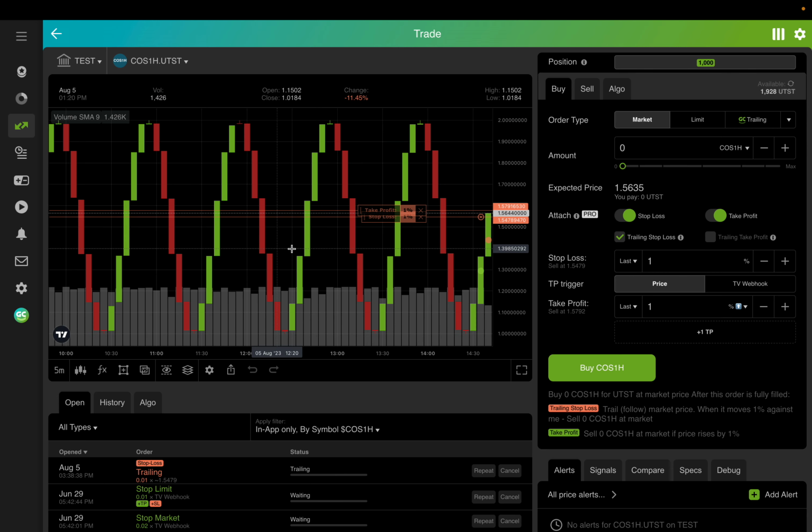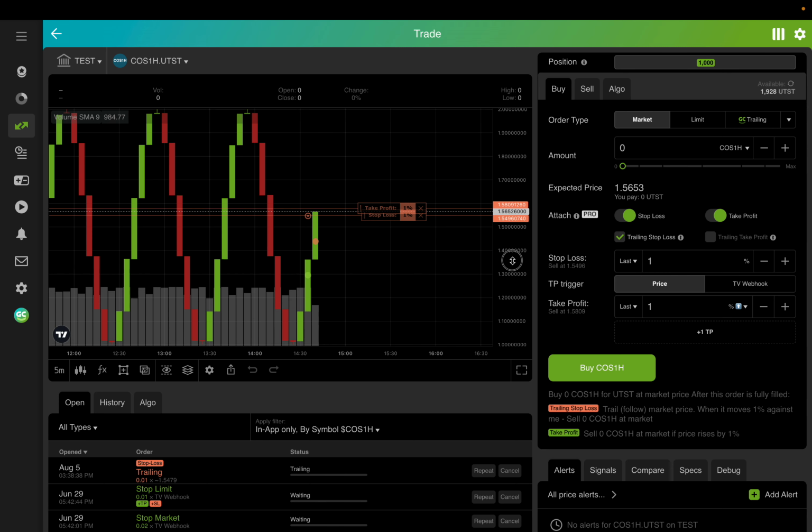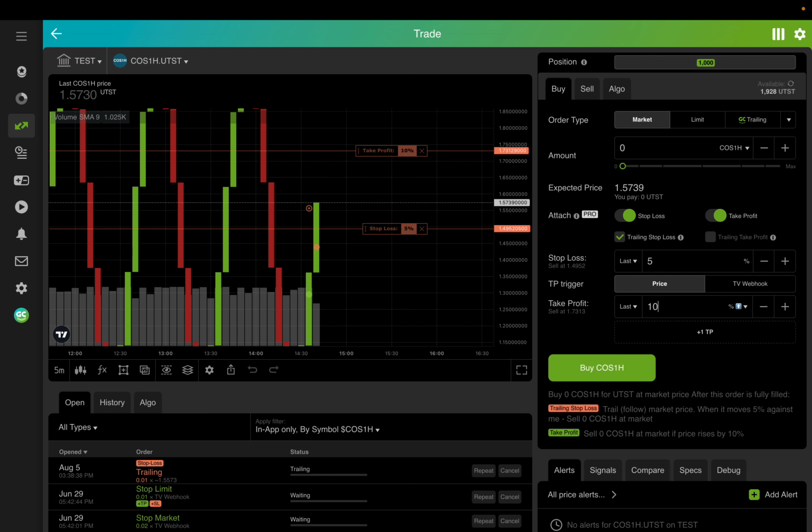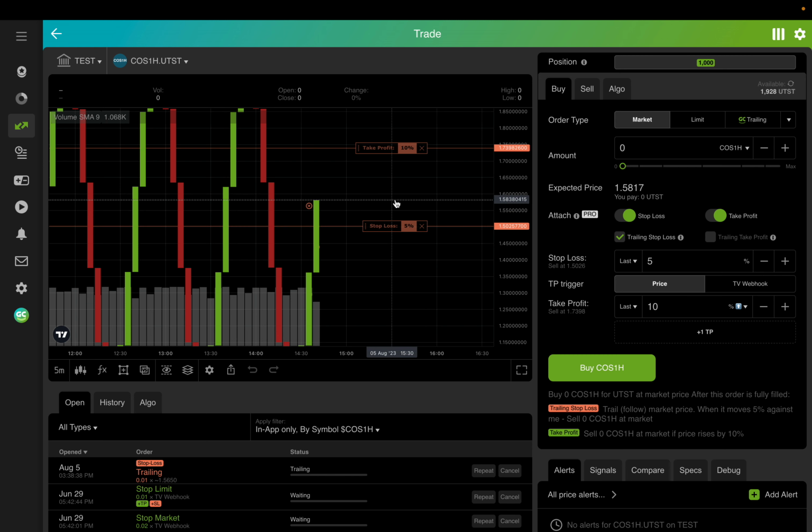Sorry, I gotta zoom out so it's easier to see. So let's say we have a stop loss at 5%, we have a take profit at 10%. Okay, so my setup now is this. I have a trailing stop loss at 5%. This is gonna be my buy. I'm buying, right? This is gonna be my buy price.